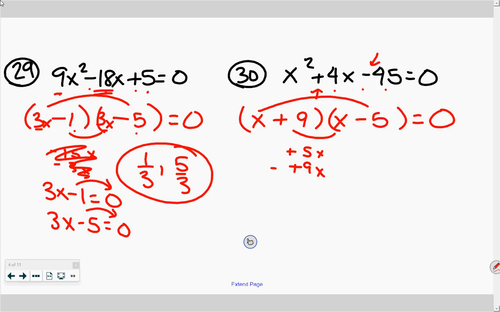Okay, so now we're setting each one of the parentheses equal to 0. So this is equal to 0, so I move the 9 over, right? And then this is equal to 0, and I move the 5 over. So those are my 2 answers.